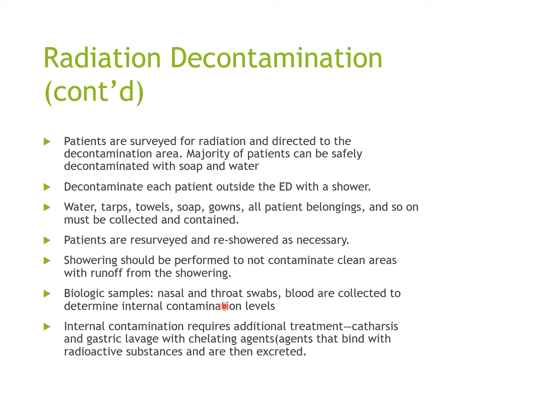Biologic samples, so nasal and throat swabs and blood, are collected to determine internal contamination levels. If there are internal contamination levels, which would look like that last category, incorporation, then you know that you're in trouble. So you're going to do additional treatments, things like catharsis and gastric lavage with chelating agents. Chelating agents are agents that bind with the radioactive substances and are then excreted. All right, so that's more work for us in terms of trying to save this patient.